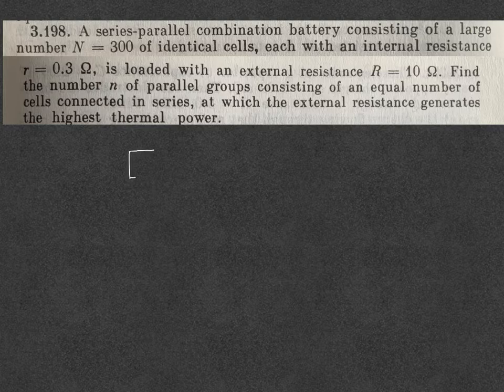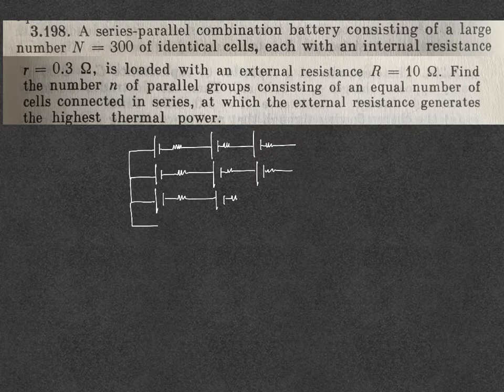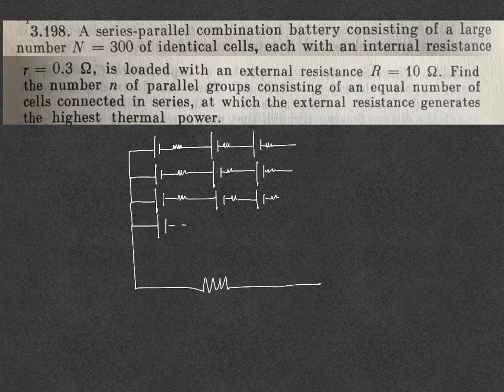So there will be small n number of these rows, right? There will be small n number of rows, each row containing several of these cells, right? How many cells, that we also can find out. Okay, so it's like this only, and there is the external resistance R.